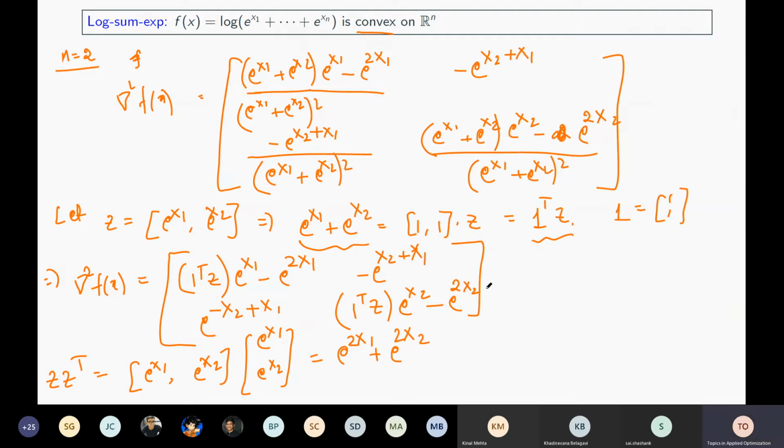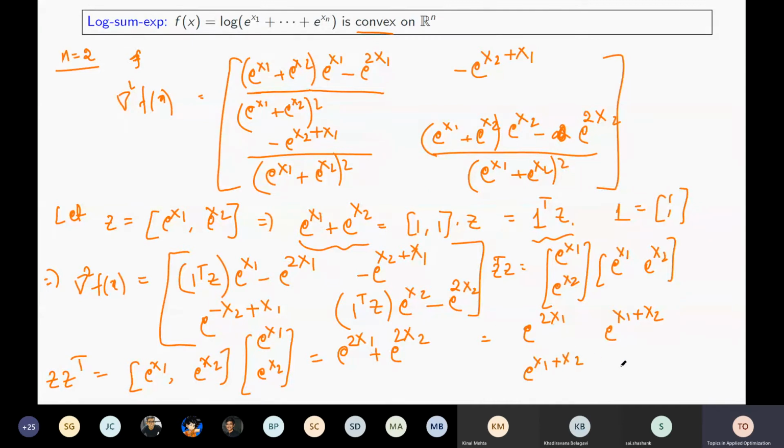And we can also define the outer product, which is z transpose z. So in the z transpose z, we have ex1, ex2, and ex1, ex2. If we do this, then this is e to the 2x1, e to the x1 plus x2, e to the x1 plus x2, and then e to the 2x2. Okay, so z transpose z will look like this.